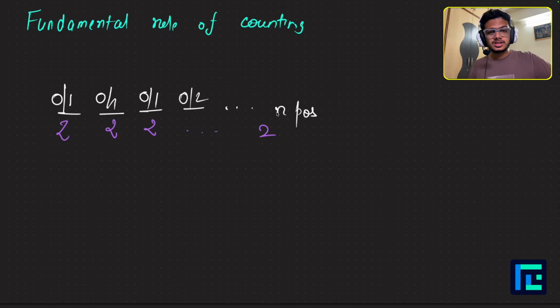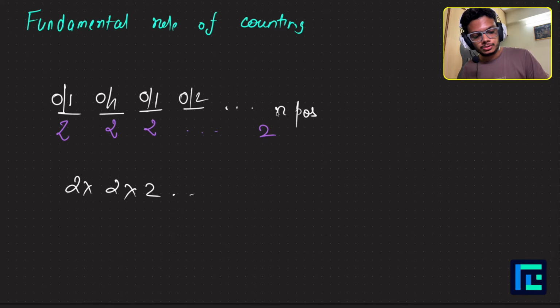We want to fill all the positions, right? So your answer will be what? It will be 2 into 2 into 2 into... why? Because we have to fill all the positions one by one. So 2 into 2, n times. So our answer turns out to be 2 power n.